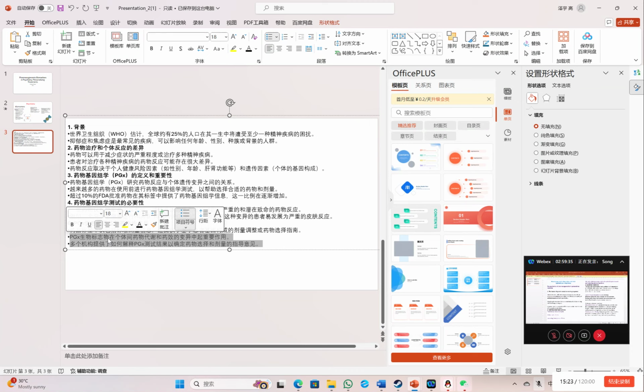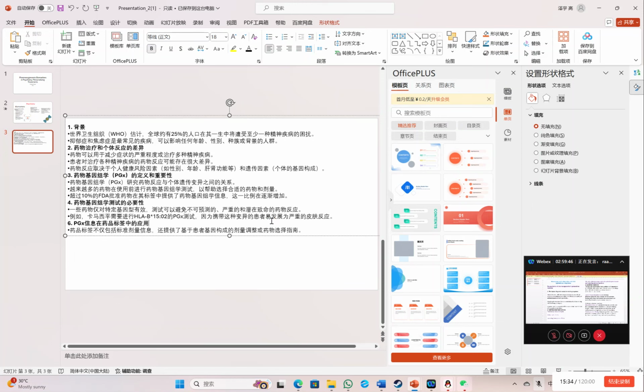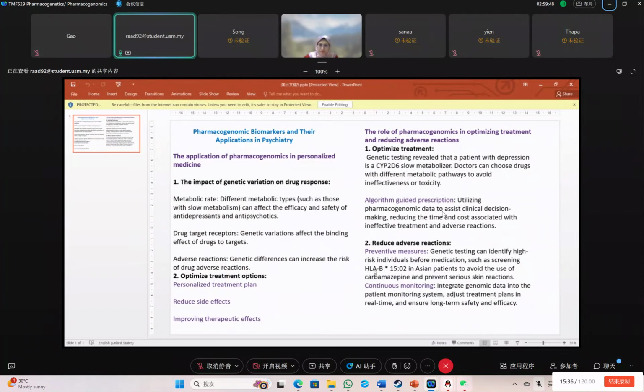And the second part, Red. Okay, thank you. The role of the pharmacogenomics optimizes the treatment, reduces adverse reaction. To have the two parts: optimize the treatment, reduces adverse reaction.